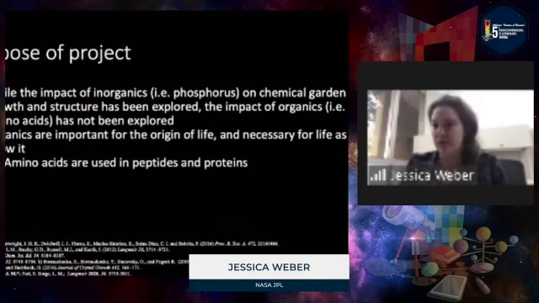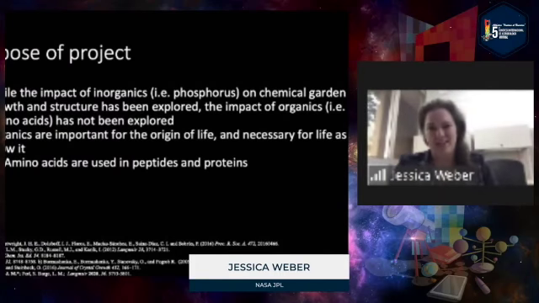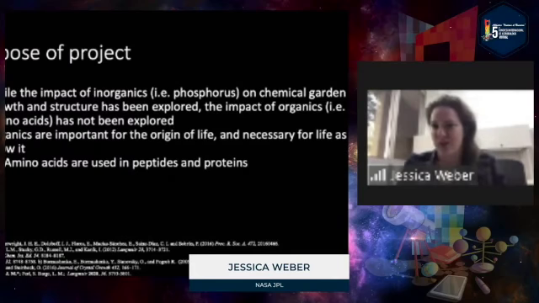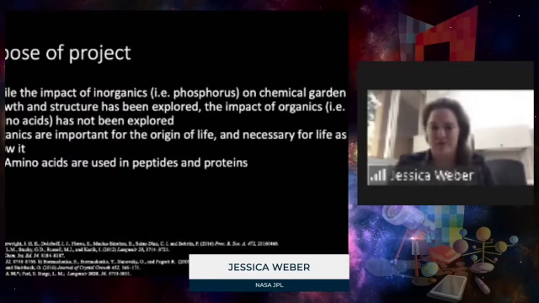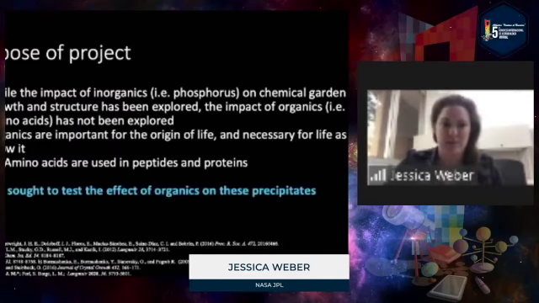There has been a bit of work done looking at additives to these chemical gardens, specifically phosphorus, which is also very relevant for origin of life. But we really didn't find any examples of how organics can impact the structures, the growth of chemical gardens. And as we all know, as you saw in the previous talks, organics are very important for the origin of life. And specifically, this talk is going to focus on amino acids, which, as Jay stated, are very important for the formation of peptides and proteins. So we wanted to take amino acids and test the effect of organics on these chemical garden precipitates.